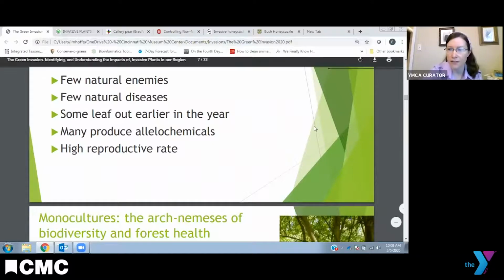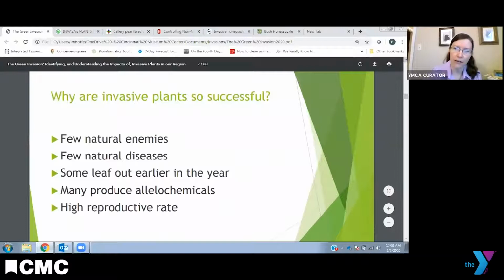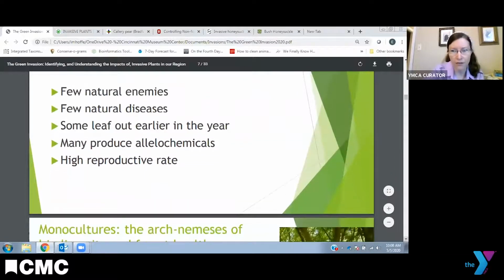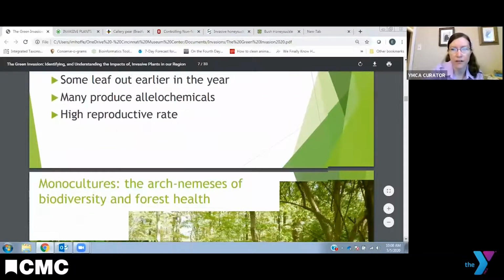Okay, other things that make them good invaders, some of them leaf out earlier in the year. So Bush Honeysuckle especially leafs out almost a month before most of our other things, and that gives them a head start on using the resources. And they'll also then shade out the things that would be under them. Like I said, many of them produce these allelochemicals that inhibit the growth of other plants nearby them. So if you have a big stand of Bush Honeysuckle, it's not the shade so much that bothers the wildflowers that would normally live there, but that the honeysuckle is actually producing something that keeps these plants from being able to grow as well. And then they also often have a high reproductive rate, where they produce a large number of seeds.